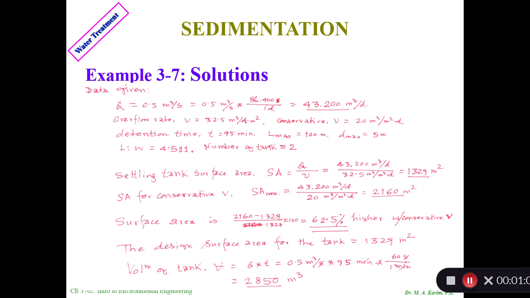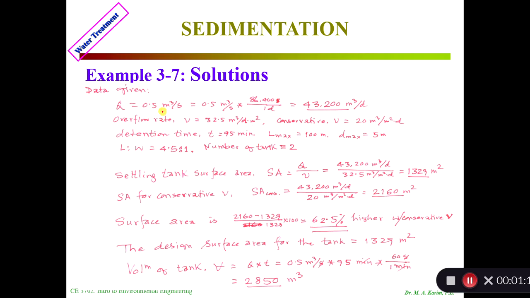I have a Q value given as 0.5, and I converted it into meter cube per day. So the overflow rate is equal to this, and for the purpose of being conservative, it is equal to 20. Detention time T equal to 95 minutes. L max is this, D max is 5. L to W ratio is 4.5 to 1. Number of tanks is equal to 2. So these are the data, right?